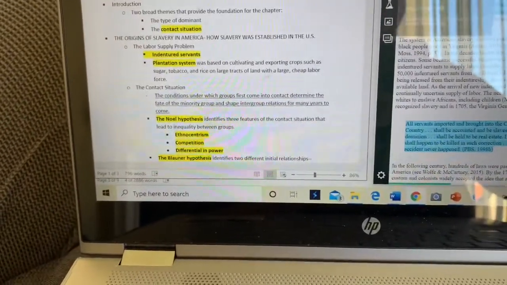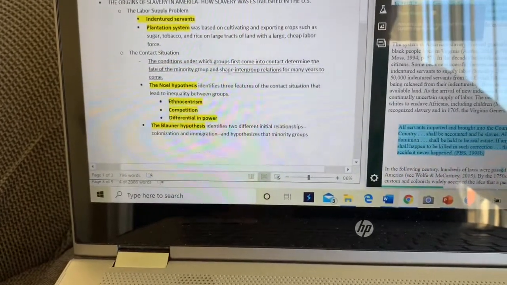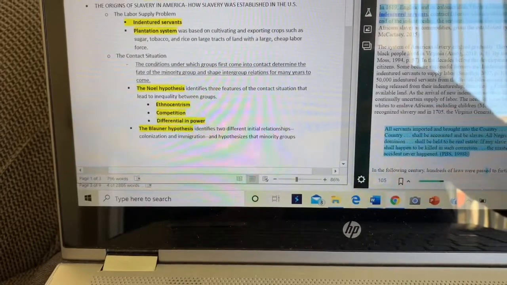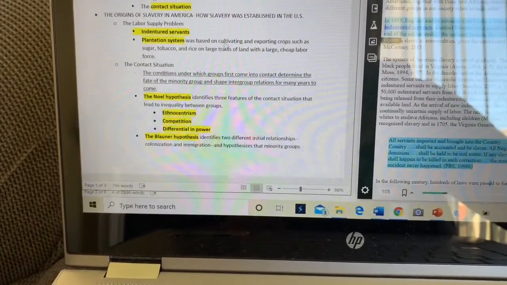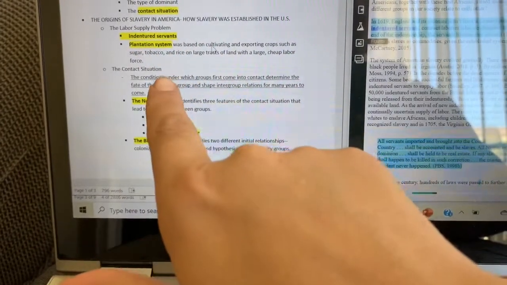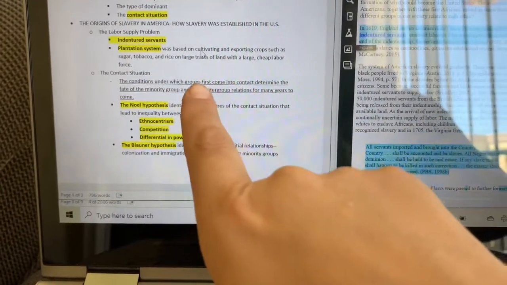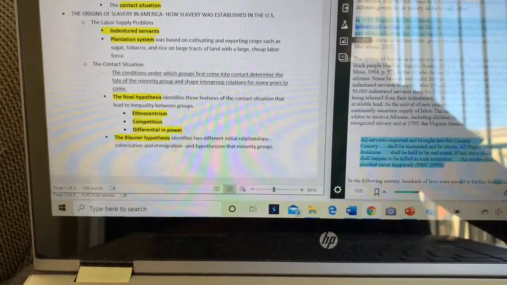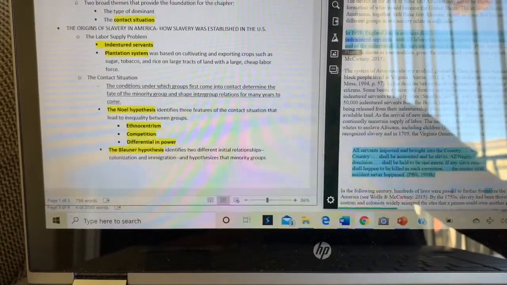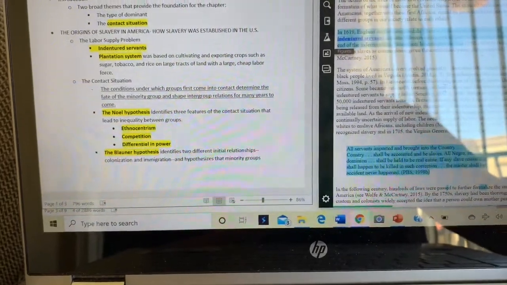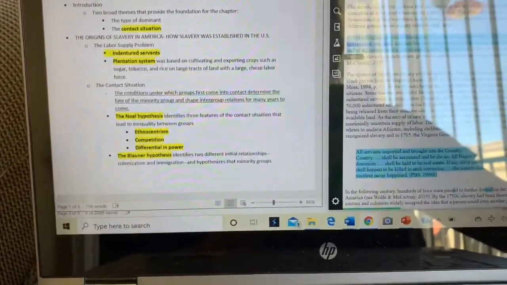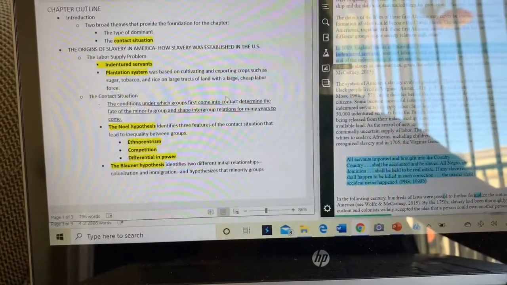So we first have indentured servants, and then it discusses the plantation system. Basically, this system is based on cultivating and exporting crops such as sugar, tobacco, and rice on large tracts with a large, cheap labor force. So obviously, everyone's goal is to have cheap labor and then profit off your sales. So that was the whole idea of indentured servants.